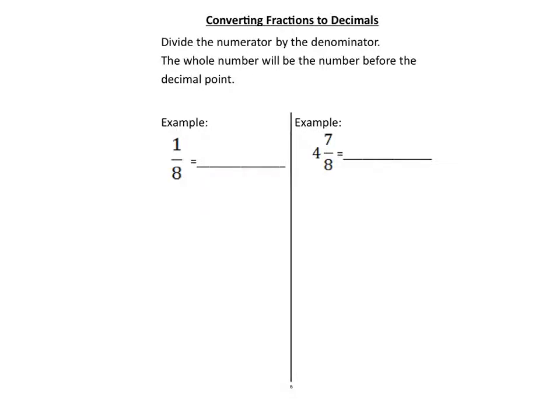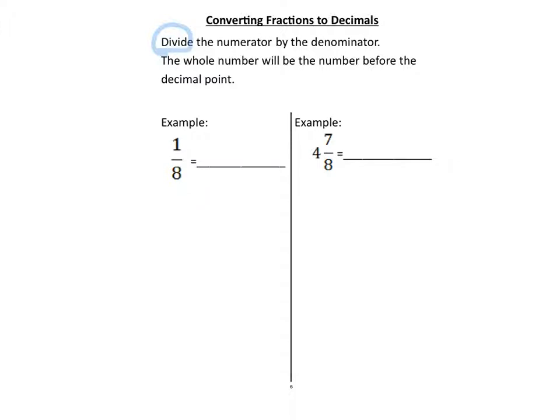Now let's take a look at converting a fraction to a decimal and a decimal to a fraction. Hopefully this is somewhat of a review, but in case it's not, we're going to go through this. The important part to note is that for converting fractions to decimals, it's based on division. You have to take the numerator divided by the denominator. So it's top number divided by bottom number.